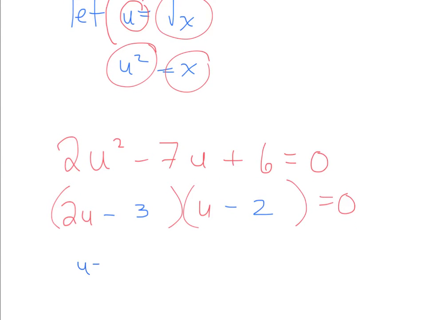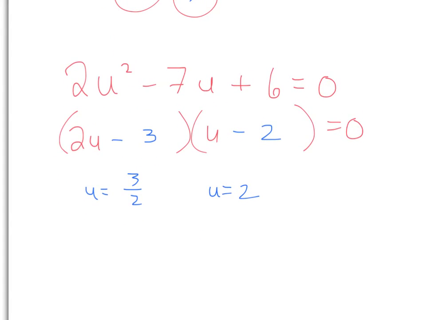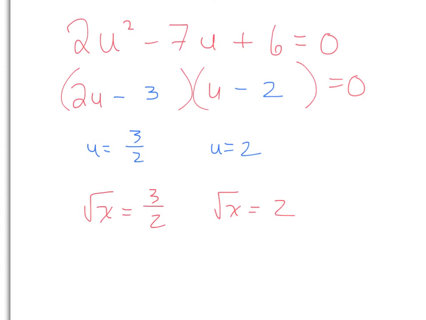So we've got u equals 3/2, and u equals 2. Well, u was defined as the square root of x, whatever that middle variable term was. So as a result, we could just say radical x equals 3/2, and radical x equals 2. How do we get x? Anybody? Square everything. Square it.